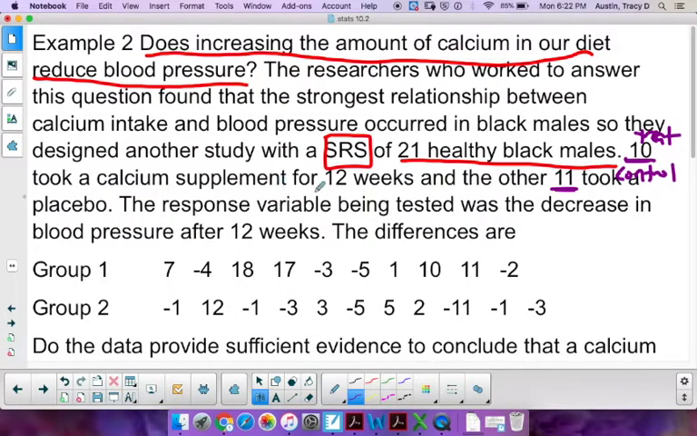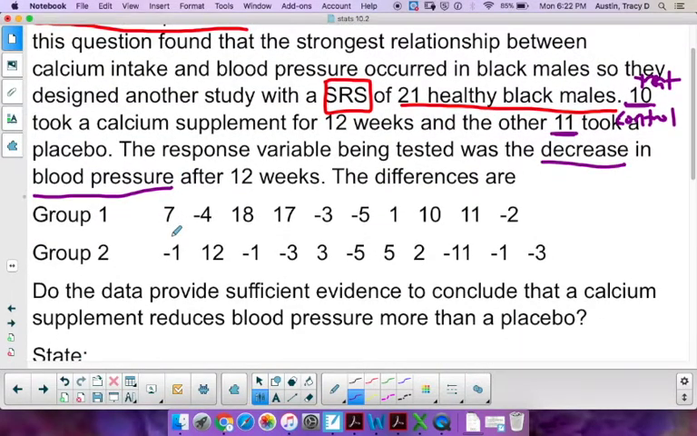Okay, the response variable being tested was the decrease in blood pressure, so that kind of tells us how our Ha is going to be written as far as our alternative. Okay, if you're wondering which group is which, I'll count them up. 1, 2, 3, 4, 5, 6, 7, 8, 9, 10. That would have to be our treatment group, and we're going to call that mu1. And this is our control group, and we're going to call that mu2.